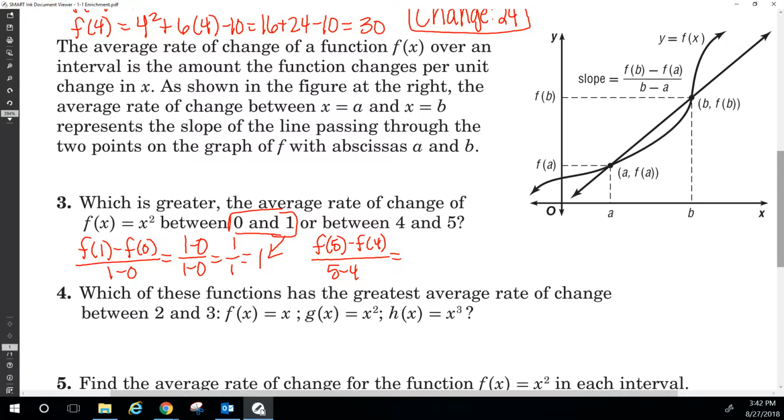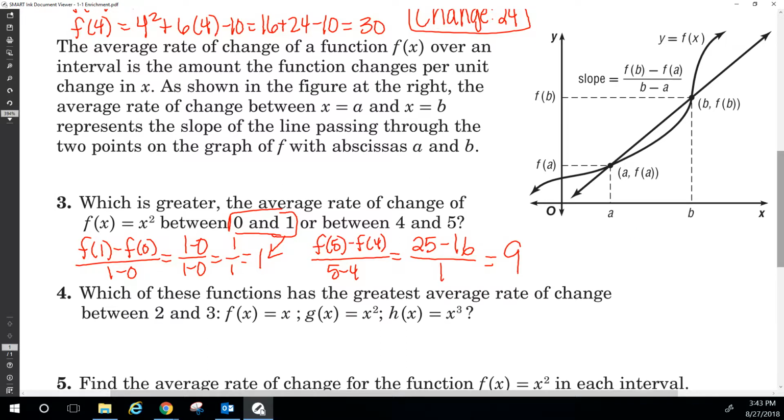So 5 squared would be 25, minus f of 4, which is 4 squared, which is 16, all over 5 minus 4, which is 1. 25 minus 16 would be 9. So that makes sense if you think about the graph. My rate of change between here and here is far less than between 4 and 9, which is probably something way up there, because it's squares, right?